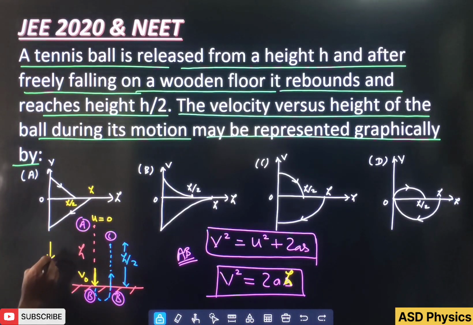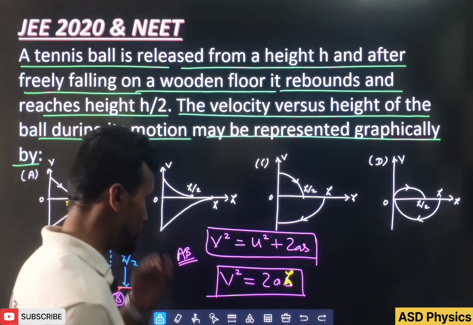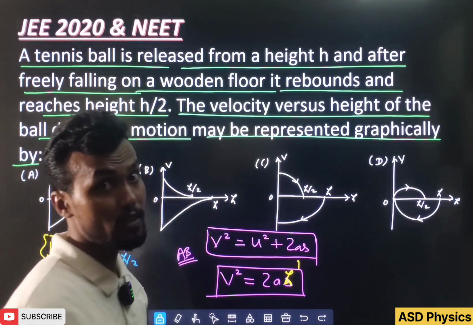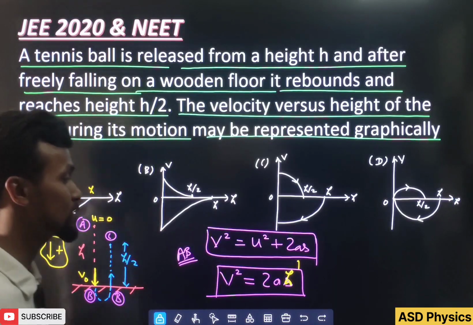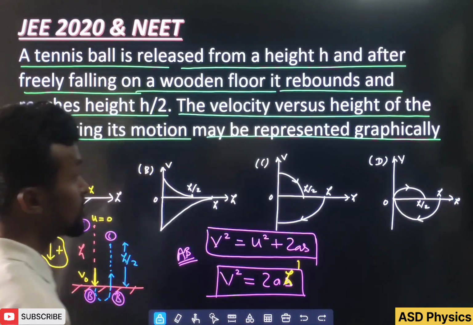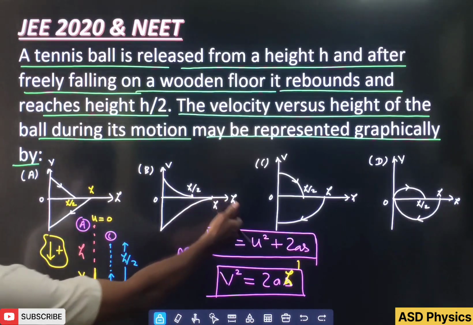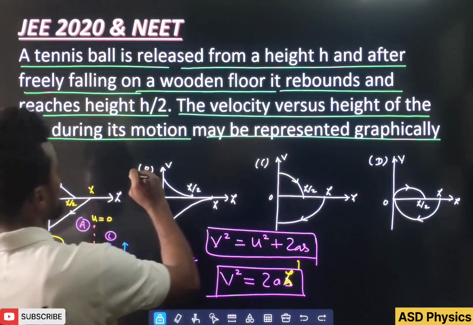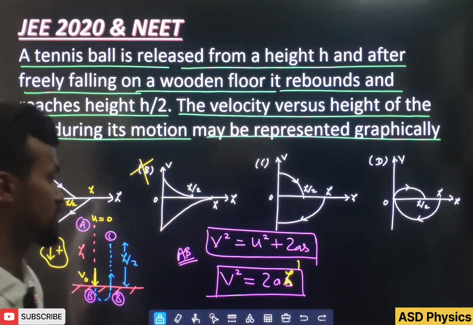Anyhow, let's take downward as positive. So a is also positive, h is also positive. So v square is proportional to h power 1. Which graph is this, students? v square versus h power 1 means a parabola. Which options are representing the parabola? Maybe this one, maybe this one. So A is also wrong, B is also wrong. Not possible. The parabola situation is there now.